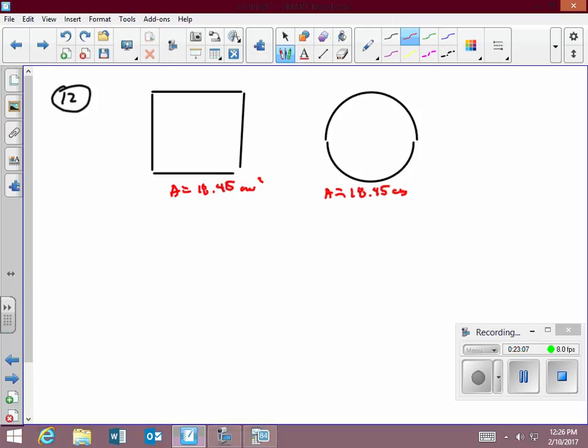We've got to find the circumference, don't we? So there's side squared equals 18.45, right? So a side of that square is the square root of 18.45. So then the perimeter is what? 4 times the side, isn't it? So that would be the amount of fencing.